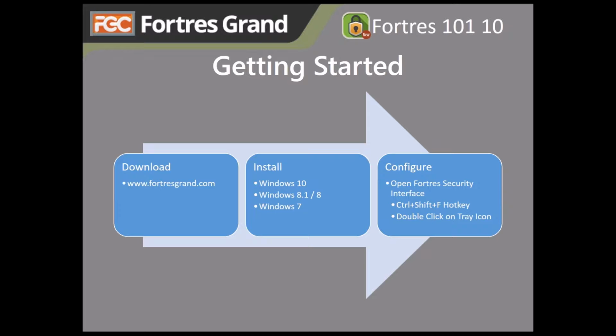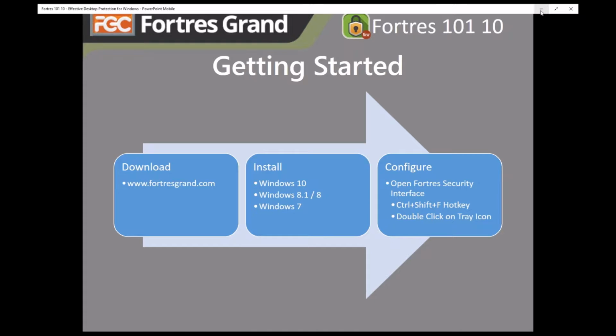Once you reboot the computer at the end of the install, you can log back in and open the security interface using either the Control-Shift-F hotkey sequence, or you can double-click on the Fortres 101 tray icon. The default settings, if you're logged in as a restricted user, is to lock the system tray, so be aware that you may not be able to double-click on the Fortres 101 tray icon. So the preferred method is to use the Control-Shift-F hotkey, and that will bring up the password screen.